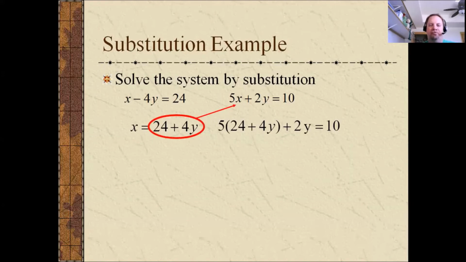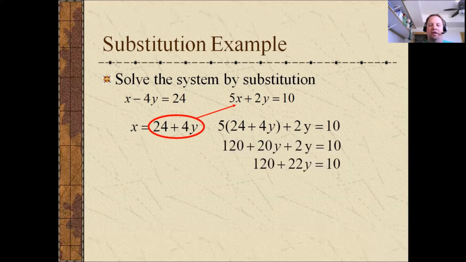We're going to distribute the 5, collect our like terms, subtract 120 from both sides, and divide both sides by 22. We find that y is equal to -5. But this is only half of the solution to our system. Anytime we have a system of equations with two variables, our solution should have a value for each of those two variables. So we now need a value for x.